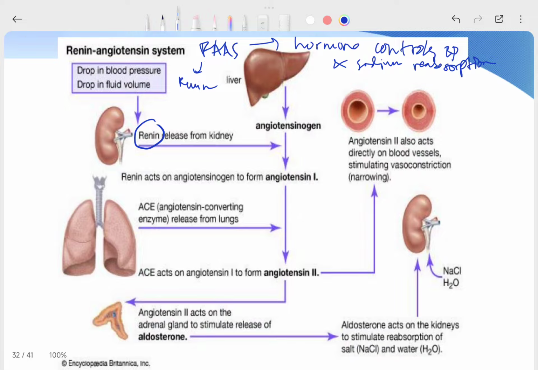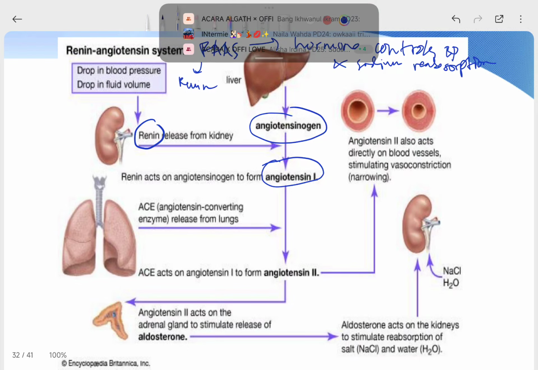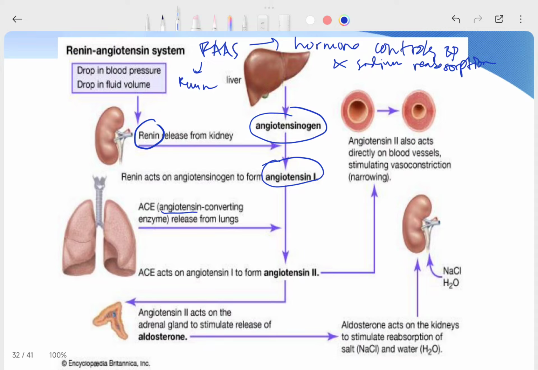And what happens with renin? Renin's function is to convert the angiotensinogen into angiotensin 1. After that, we go to the second one, which is the ACE, angiotensin converting enzyme. This ACE will be the one that converts the angiotensin 1 into angiotensin 2.